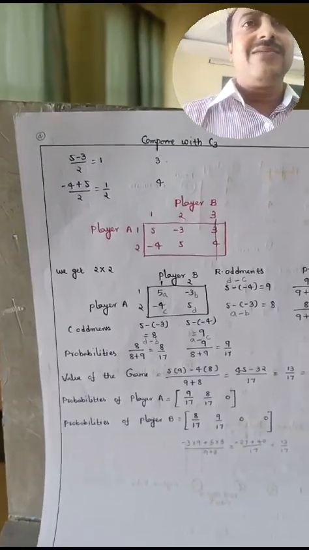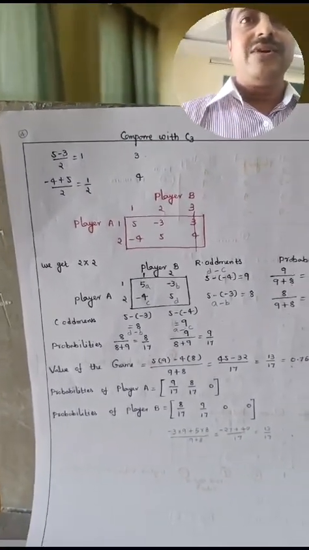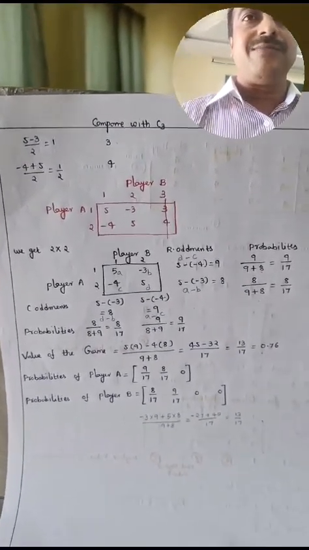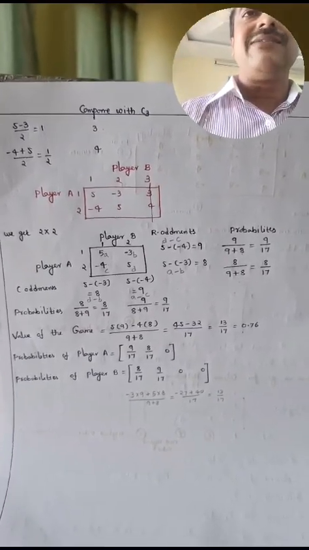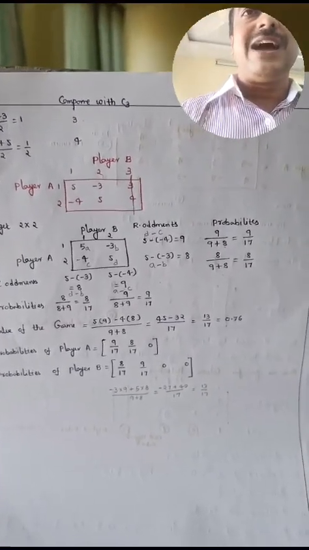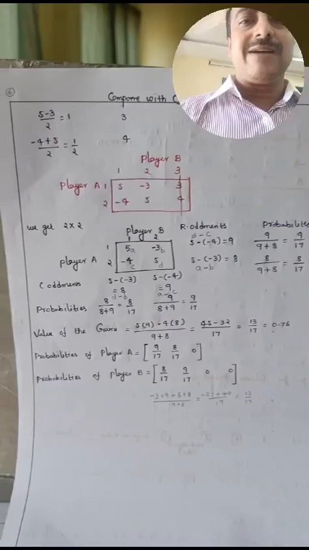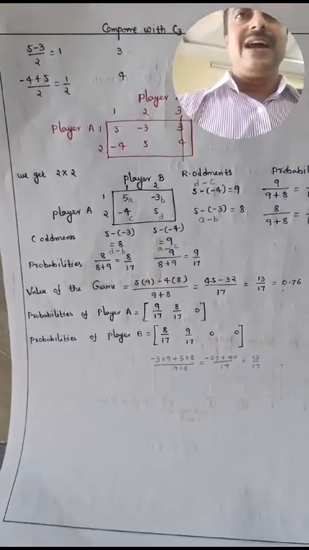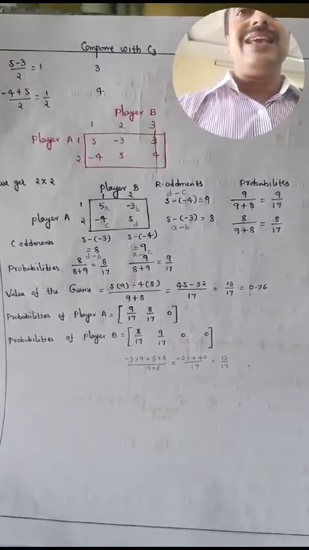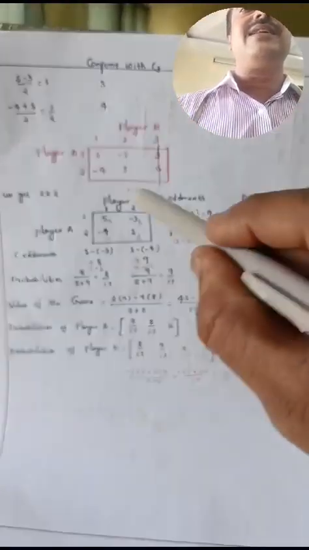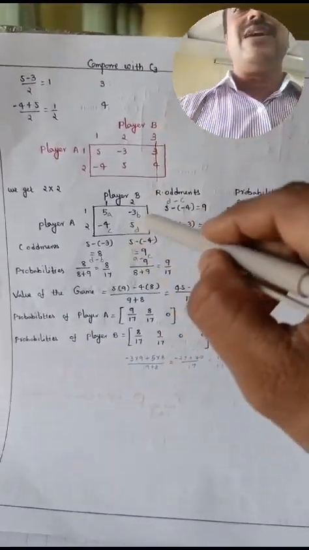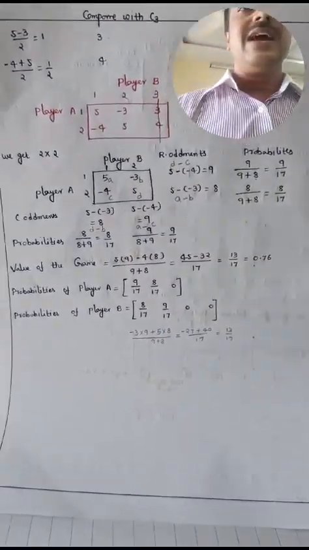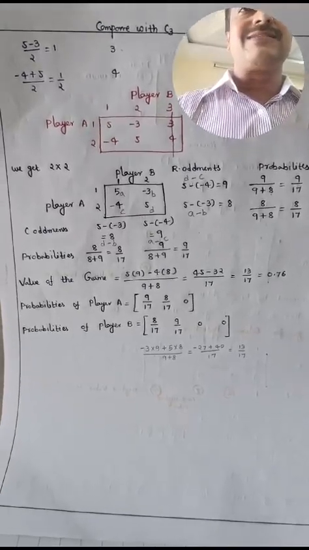That is (5 minus 3) by 2 and (-4 plus 5) by 2. And those values are taken and compared with C3. If I compare these with C3, then 3 is greater than 1 and 4 is greater than half. So this is cancelled. Whatever is remaining is taken, and it is solved by the algebraic method.